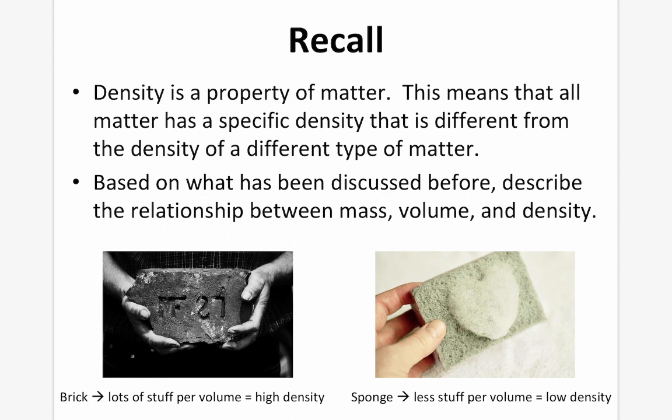Well, bricks, for instance, have a lot of stuff per volume. They may not take up a lot of space, but they feel heavy, as we like to say. So we like to say that bricks have a very high density. They have a lot of stuff in a very small container. Sponges, on the other hand, have less stuff in a given container. So if you have a brick and a sponge that are the same size, the brick is going to feel heavier because there's more stuff packed in. We say the sponge has low density.